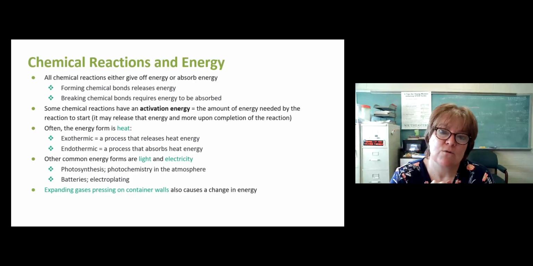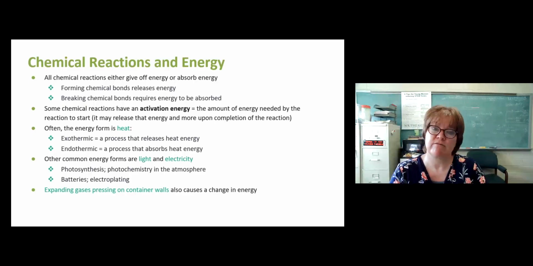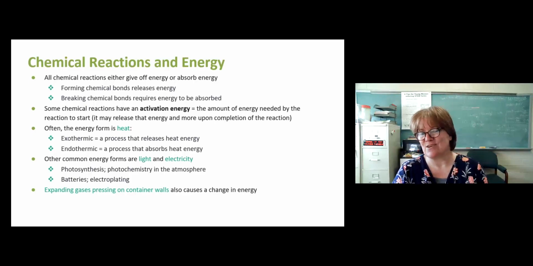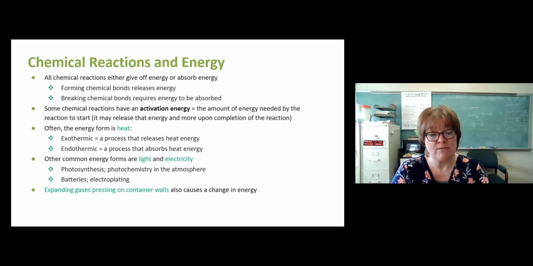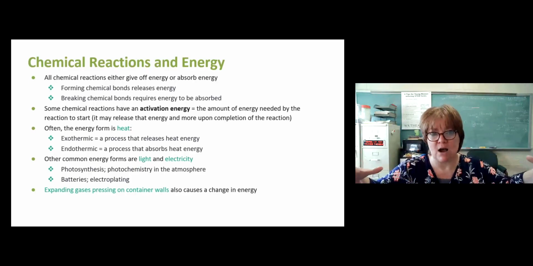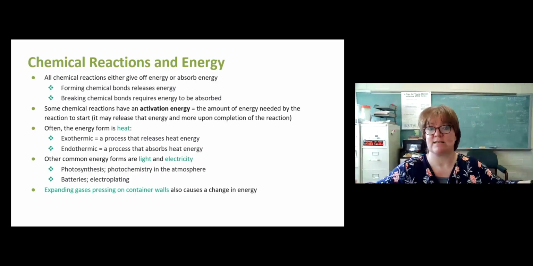So exothermic would be a process, a chemical reaction, that releases heat energy. Fires are exothermic. Endothermic is a process that absorbs heat energy. Other common forms of energy are, like I said, light and electricity, but since we're talking about fires, we won't worry about that too much. However, understand that there are gases made in a fire. We make smoke. And those gases, when they expand outward, are actually another form of energy. That's explosions, right? We're going to take that energy and make it into an expansion of gases that can do a lot of work.